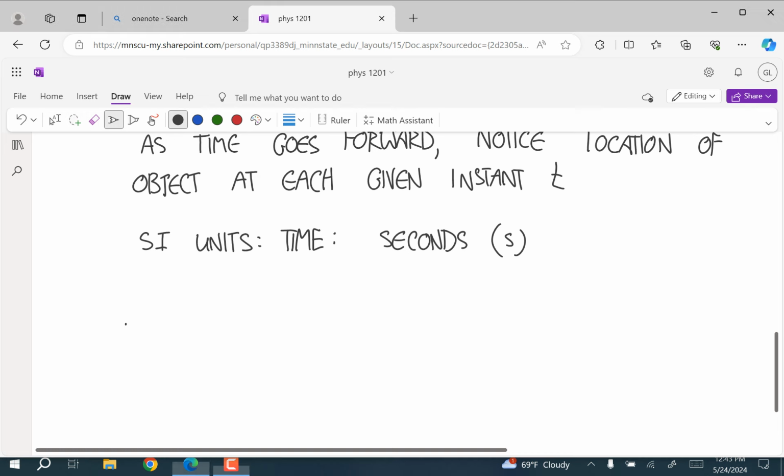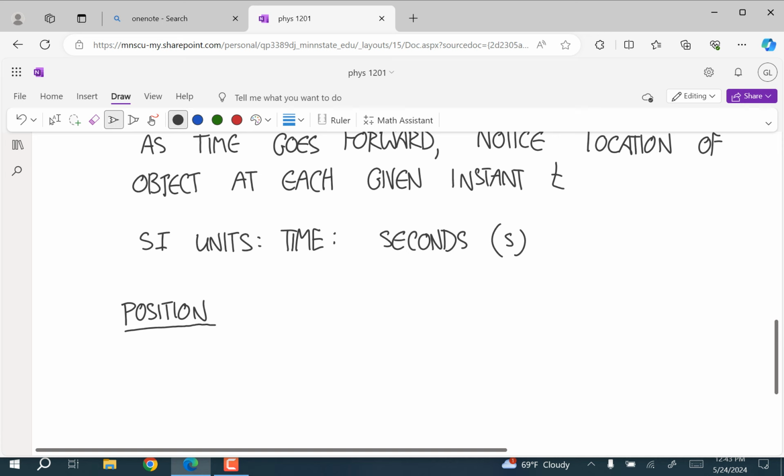Now the position, a lot of times I think in everyday speech, we think of position as the same thing as location. Well, a location doesn't necessarily have numbers associated with it. You know, Yosemite Park is a location, but we don't have a number associated with it.